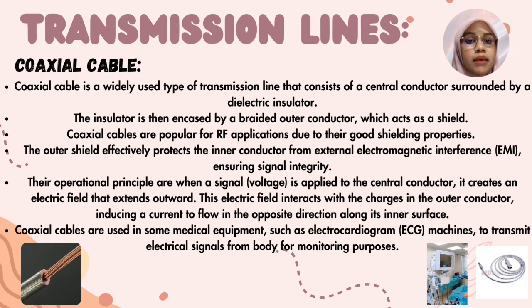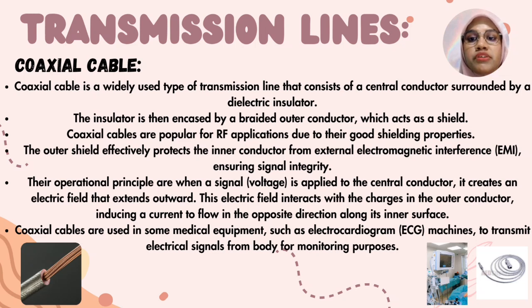As I mentioned in the slide before, one example of transmission lines is the coaxial cable. So what is a coaxial cable? It is a widely used type of transmission line that consists of a central conductor surrounded by a dielectric insulator. The insulator is then encased by a braided outer conductor which acts as a shield. Coaxial cables are popular for RF applications due to their good shielding properties. The outer shield effectively protects the inner conductor from external electromagnetic interference (EMI), ensuring signal integrity.